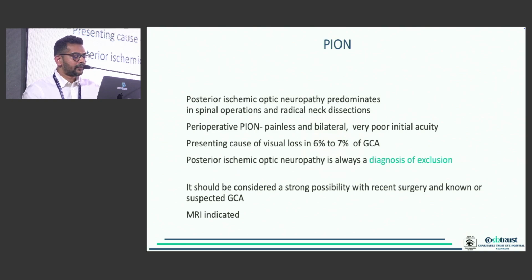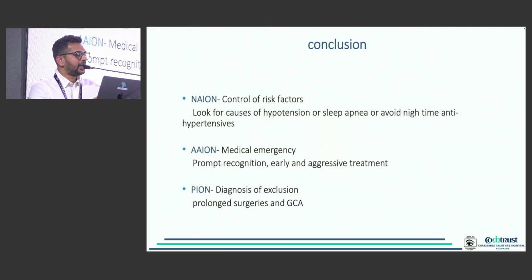And to conclude, in NAION, the main treatment is targeted at controlling the risk factors. Look for hypertension, sleep apnea, avoid nighttime antihypertensives. And arteritic AION should be considered a medical emergency. Once diagnosed, the patient should be started immediately on steroids and not wait for the biopsy. And PAON is a diagnosis of exclusion and should be suspected in all cases of prolonged surgeries and whenever we suspect a patient is having GCA.